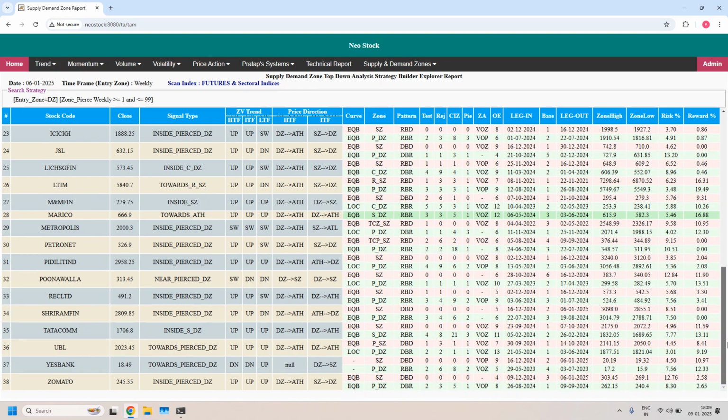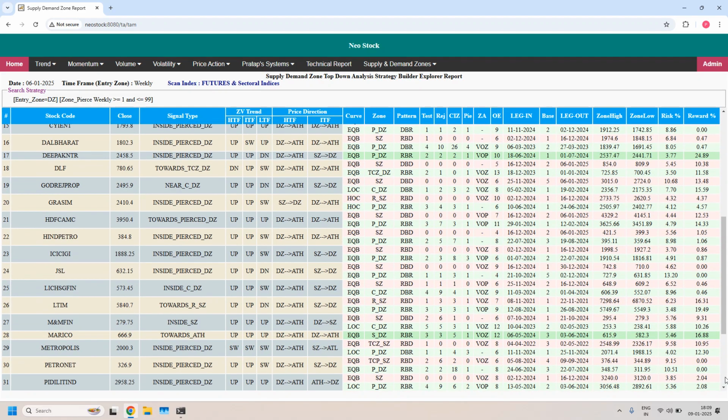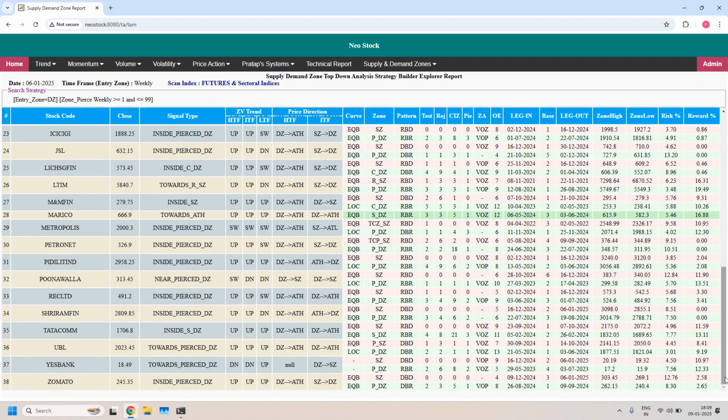We got a big list. Total we got 38 stocks, and I am showing you the first 15 stocks. I am scrolling the list down. So total 38 stocks are pierced demand zones. Weekly pierced demand zones are filtered.